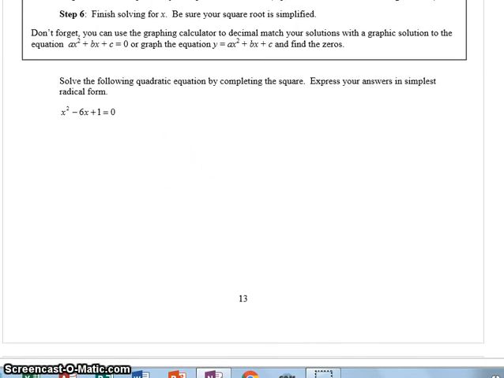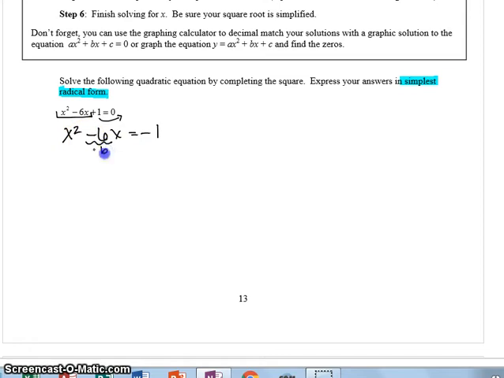Alright, so this next example says, solve the following quadratic equation by completing the square. Put your answer in simplest radical form. So that means you have to reduce your radicals. Step 1 is to isolate the x terms, so you have to bring over your c to the other side. So it becomes x squared minus 6x equals -1.